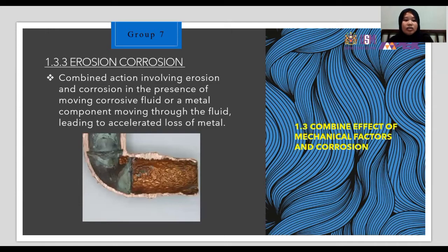Next is erosion corrosion. Erosion corrosion is a combined action involving erosion and corrosion in the presence of moving corrosive fluid or a metal component moving through the fluid, leading to accelerated loss of metal.